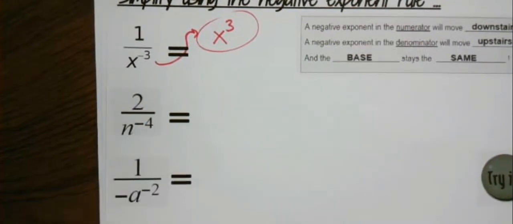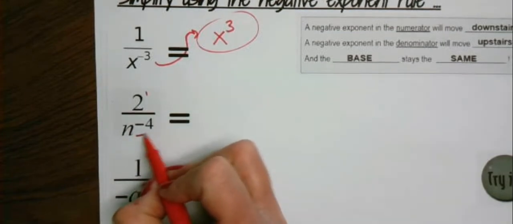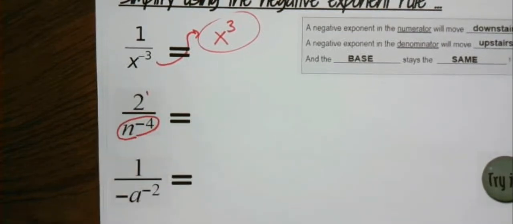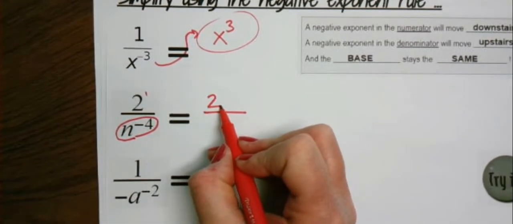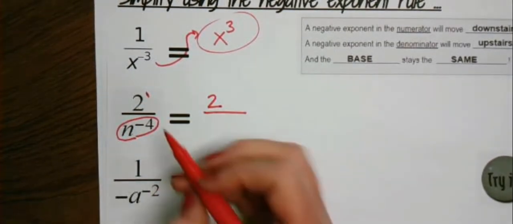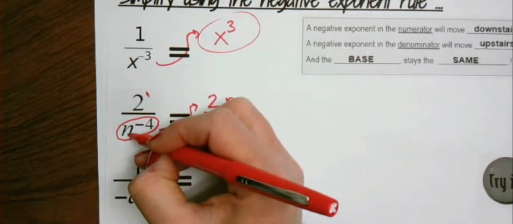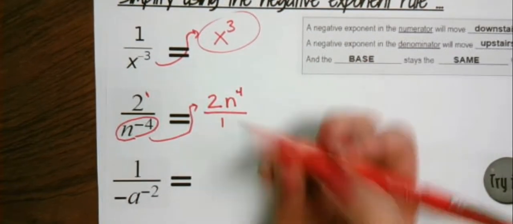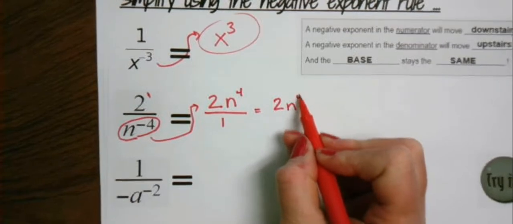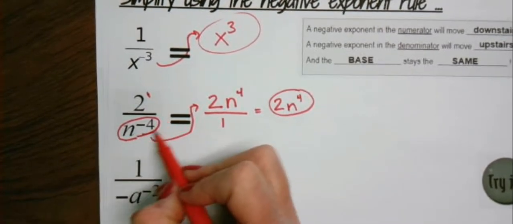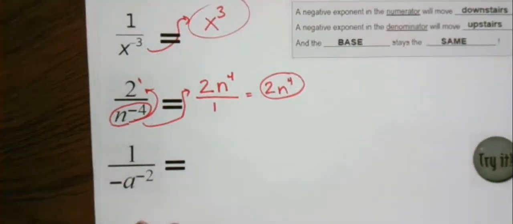Now, careful with this one. The 2 has a positive exponent of 1. It stays where it is. But this is what has the negative exponent, so this is going to have to move. When I rewrite my answer, the 2 stays where it is because it's happy. It's got a positive exponent. The n is going to come up and join it. So the n, the base, stays the same. The exponent becomes positive, and then, of course, there'd be a 1 in the denominator, but I don't need a 1 down there. This would just be 2 times n to the 4th power. So the negative exponent just moved upstairs to join the 2. And I can't simplify it any further.